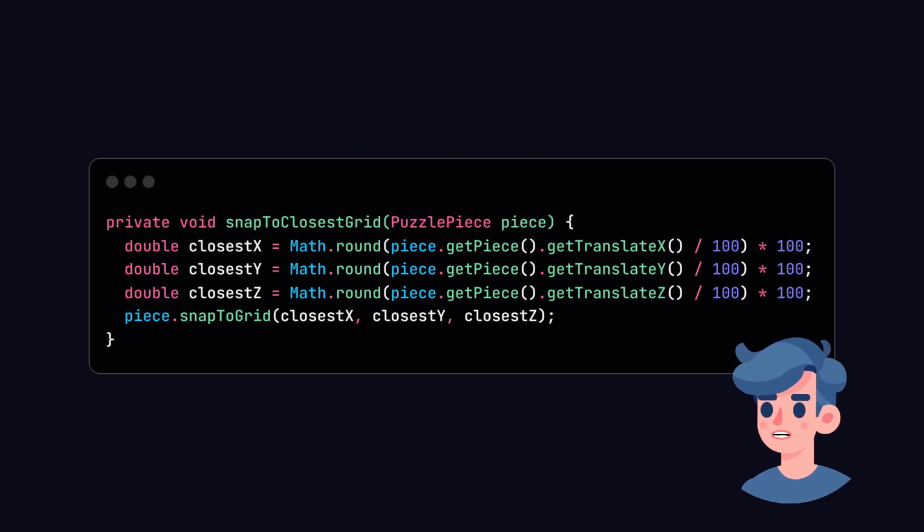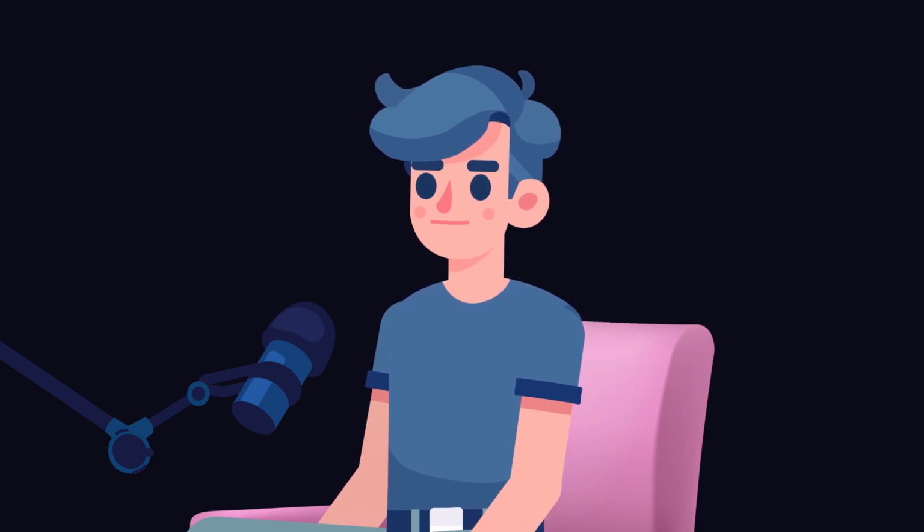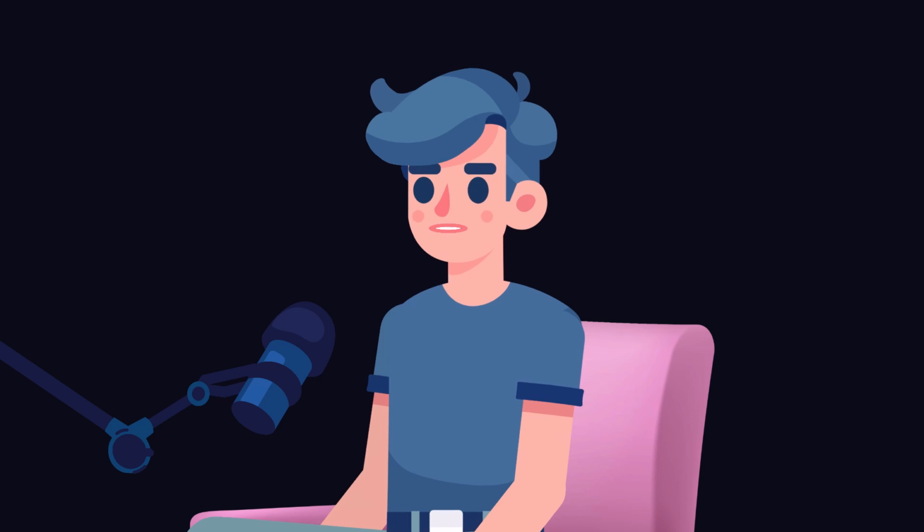Now, let's implement the snapping functionality. We'll take input on where to place the puzzle pieces and check if they are near the grid positions. We implemented a method to find the closest grid position based on the current translation of the puzzle piece. The piece is then snapped to the nearest grid cell when the player drops it.